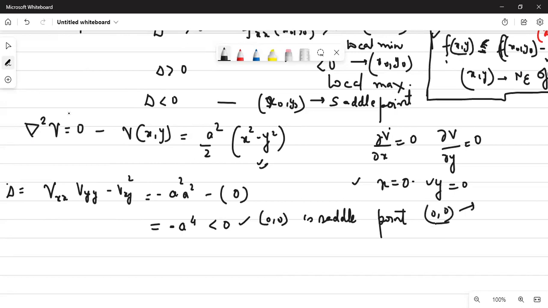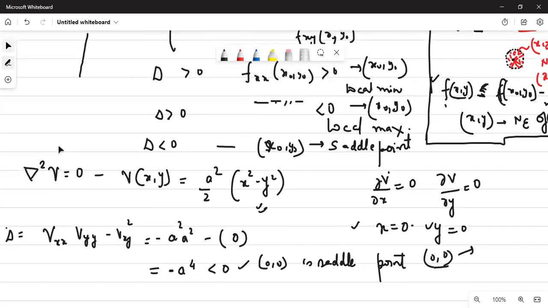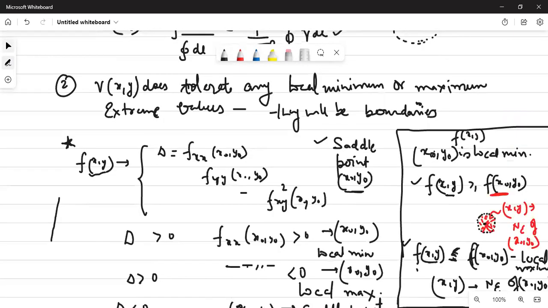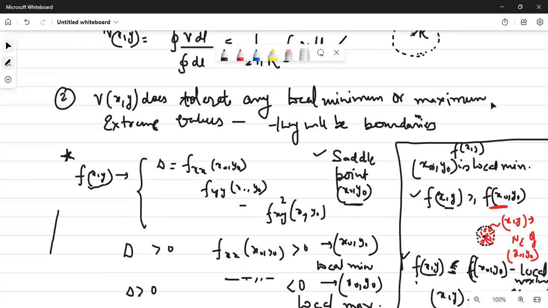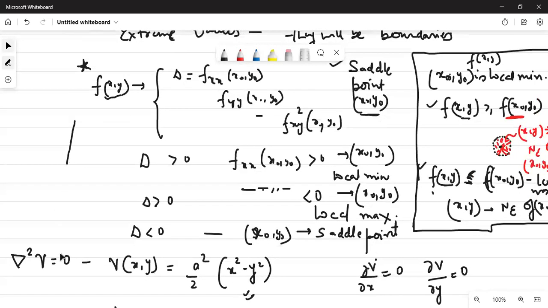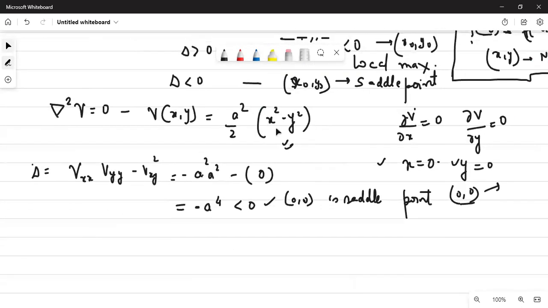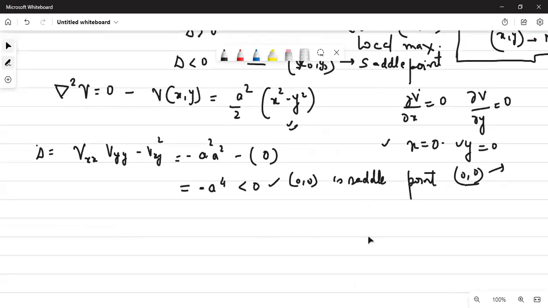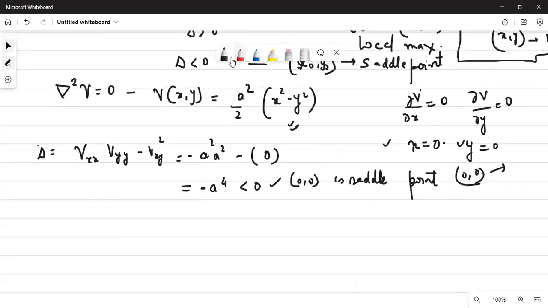So this is what we knew, that the solution of Laplace's equation in two dimensions, which in this case is the potential function, will not have any local maximum or local minimum. All the extreme values will be found on the boundaries, and these boundaries will be defined in the problem itself, or in the physical context you will be able to understand what sort of boundaries we are talking about. In another way, if you want to suggest whether 0 comma 0 can be a local minimum or local maximum, let us see if we can reject it straight away.